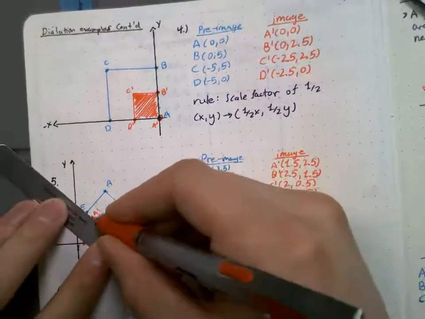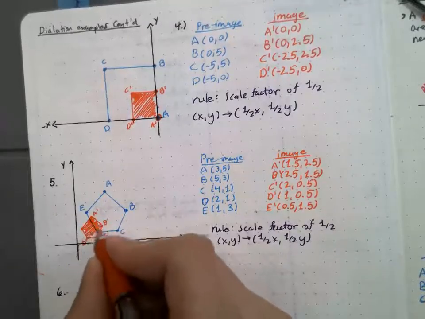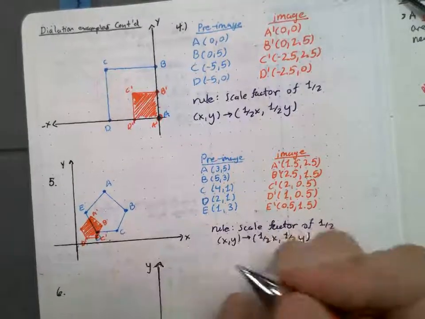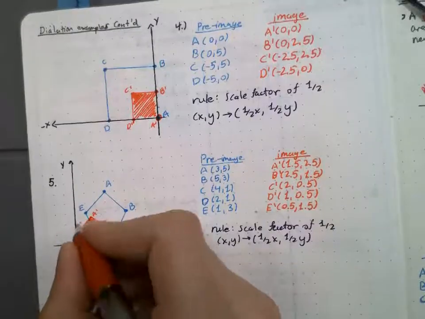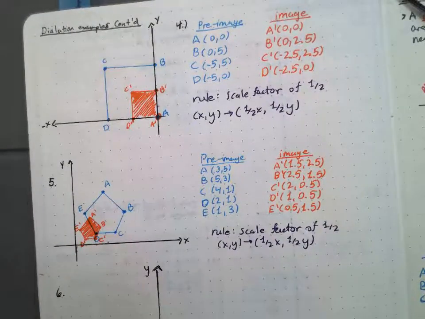But at the end of the day, that is the proper scale, right? And that would be E prime over here. There we go. And there it is. All right. So we got one more to talk about.